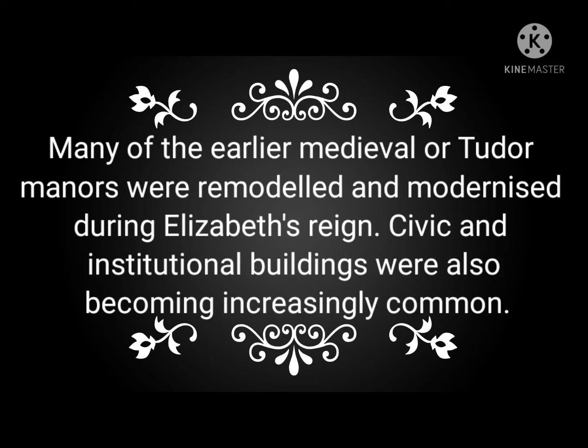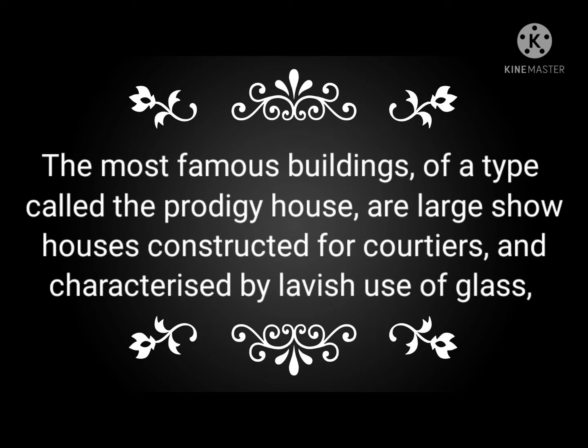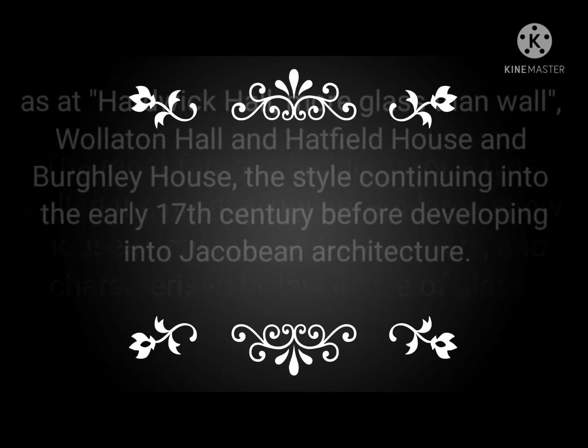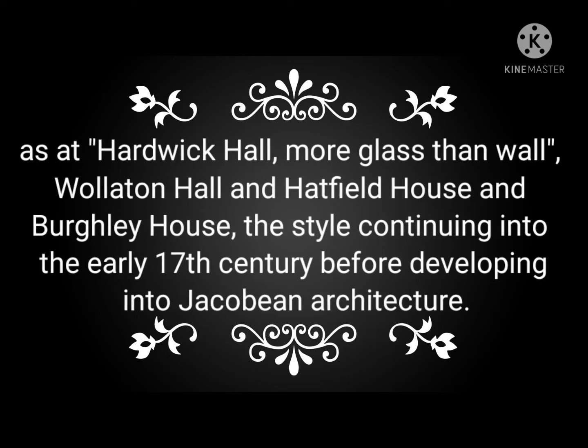Civic and institutional buildings were also becoming increasingly common. The most famous buildings of a type called the Prodigy House are large show houses constructed for courtiers and characterized by lavish use of glass, as at Hardwick Hall, more glass than wall, Wollaton Hall, Hatfield House and Burghley House, the style continuing into the early 17th century before developing into Jacobean architecture.